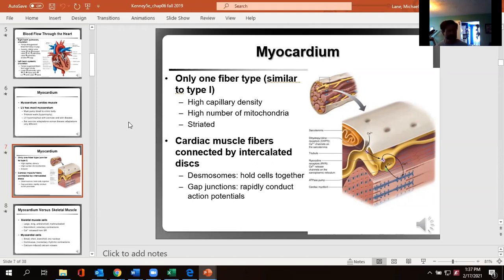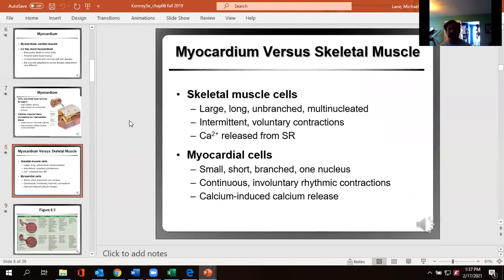And that's also due to some plateau potential effects we get from calcium. And also we have the pacemaker potential, which is caused from leaky channels in a couple different locations. So those are the basics of how we're seeing the differences between our skeletal muscle and our myocardium, okay?